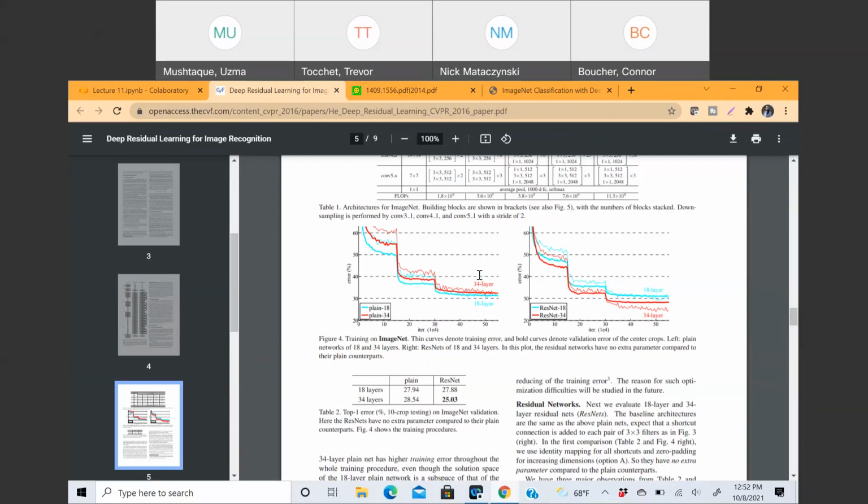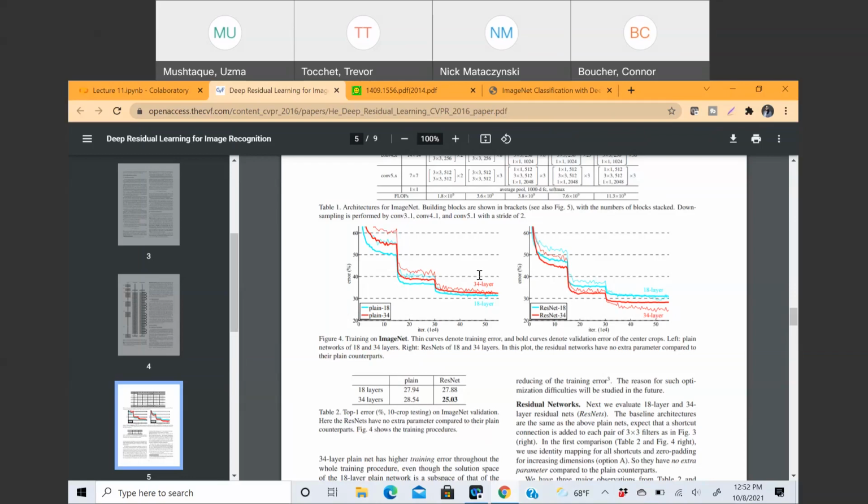Yeah, I think that's what I'm also confused about. So the thin curve denotes the training error. Bold is the validation error. Yes, that's right.